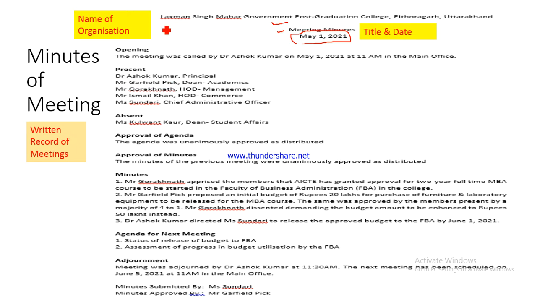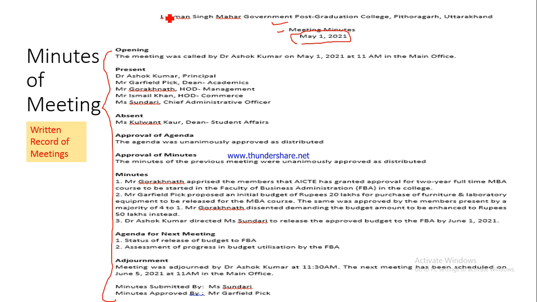Now please have a look at the format of minutes of meeting. These are the various contents, various elements of minutes of meeting. Is that okay? Okay. Now please understand, number one element is the opening. What do we do in the opening? We basically write down as to who had called the meeting, what was the date on which the meeting was called, and what was the timing, and what was the venue of the meeting.